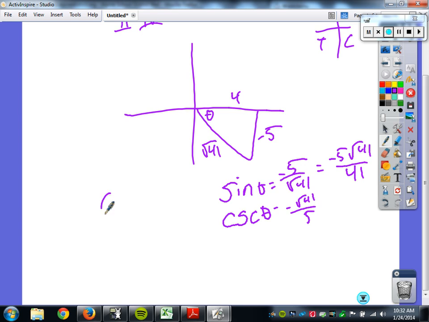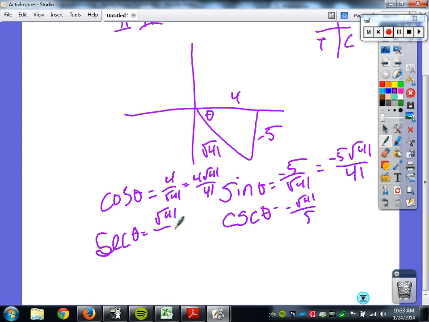Cosine, standing here, is 4 over root 41, which is 4 root 41 over 41. Secant of theta is root 41 over 4. And they already told us what tangent was. What was tangent? Negative 5 fourths, and so therefore cotangent is negative 4 fifths.